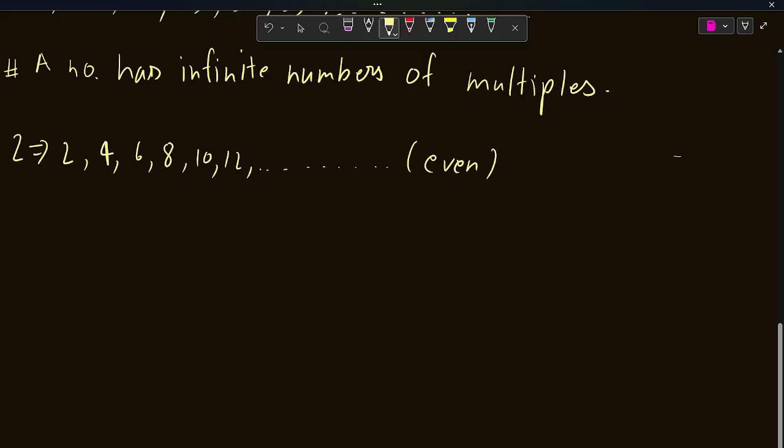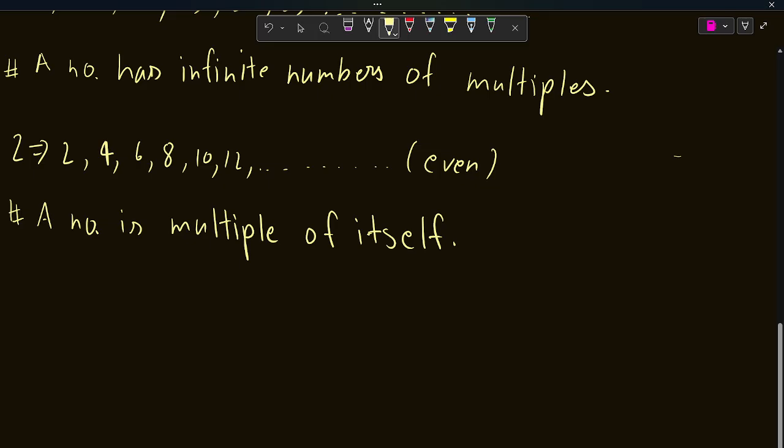In factors, I told you that a number is a factor of itself. In the same way, a number is a multiple of itself as well. Okay, so this also has to be understood. A number is a multiple of itself.